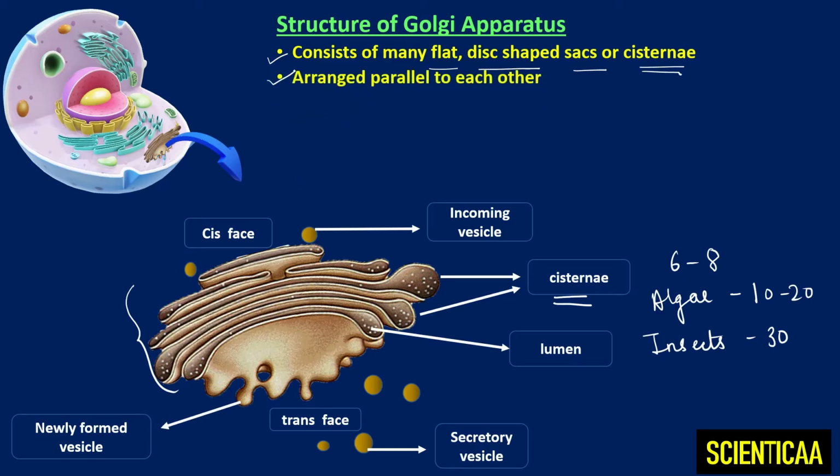Cisternae are arranged parallel to each other. So these are the parallel cisternae, and they are generally arranged concentrically near the nucleus. So this is the nucleus, and we can see this parallel arrangement near the nucleus. Also, it has two phases. The first one is the cis phase. It is also called the forming phase. It lies proximally.